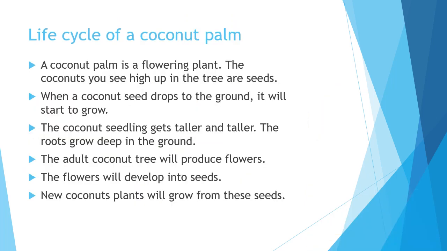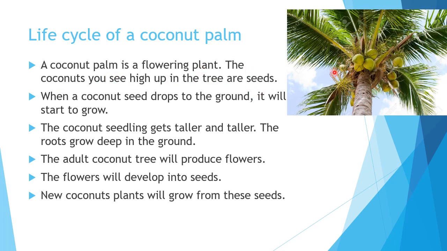Okay, so next is the life cycle of a coconut palm. Coconut palm ani pokok coconut. Pokok kelapa. Itu dah. So, a coconut palm is a flowering plant. The coconuts you see high up in the tree are seeds. So, ani, kelapa ani, sebenarnya biji ni. Seed. So, these are the seeds. When a coconut seed drops to the ground, it will start to grow. The coconut seedling gets taller and taller. The roots grow deep in the ground.